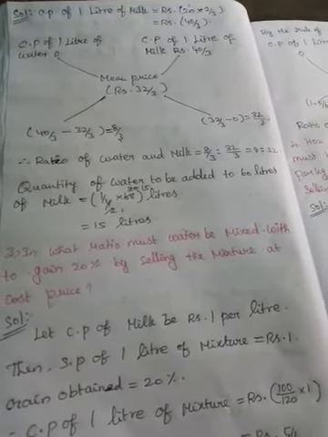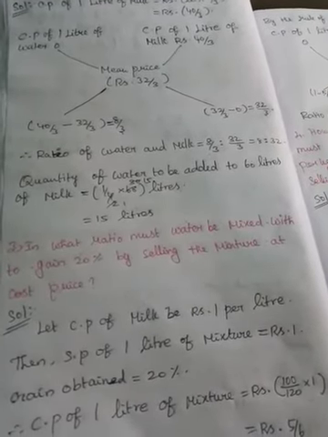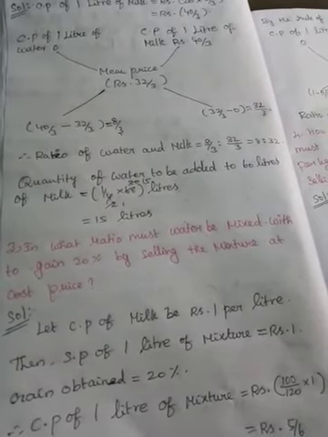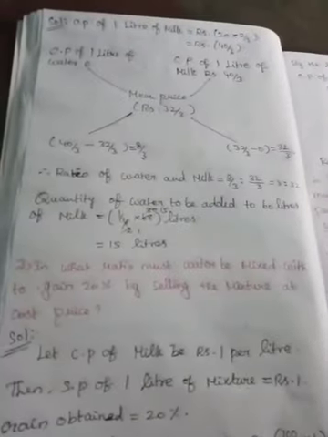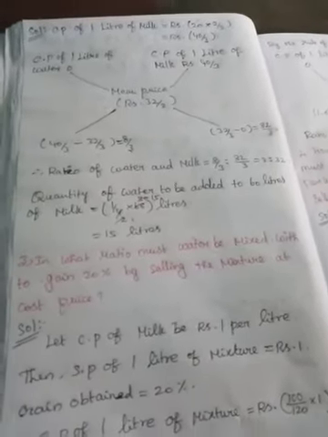Next, the quantity of water to be added to 60 liters of milk equals 1 by 4 into 60 liters. So, cancelling, it is 15 liters.